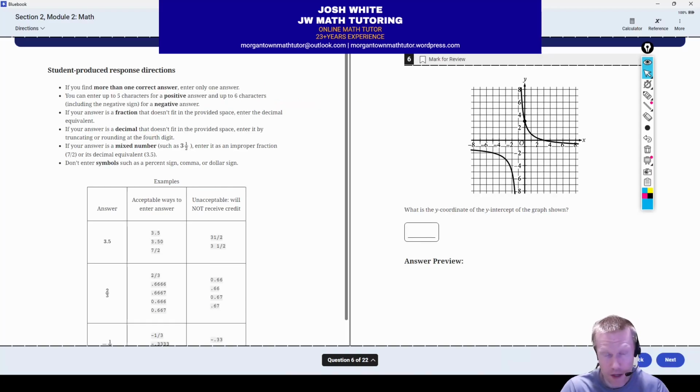All right, here we have a graph of a rational function. They just want to know, though, what is the y-coordinate of the y-intercept. So it's just this point right here, and this is just going to be 3. It's the point (0, 3). That's it. No more work to do.